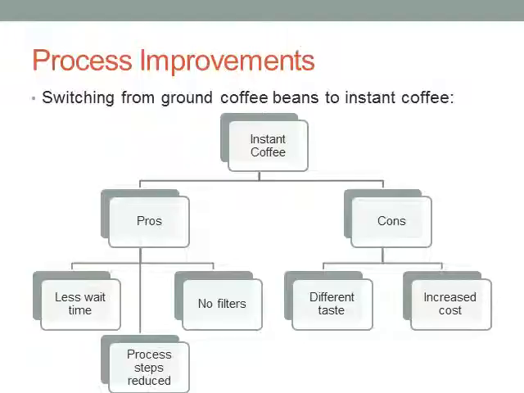Process improvement is divided into pros and cons. Pros included much less overall wait time, less steps and thus less effort, as well as less waste from filters and coffee grounds. Cons included slightly different taste, as well as an increased cost.